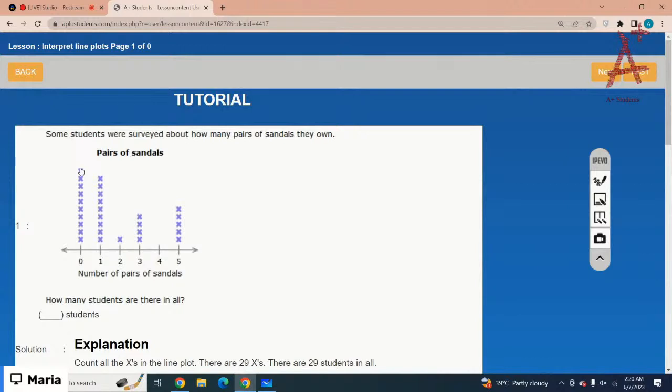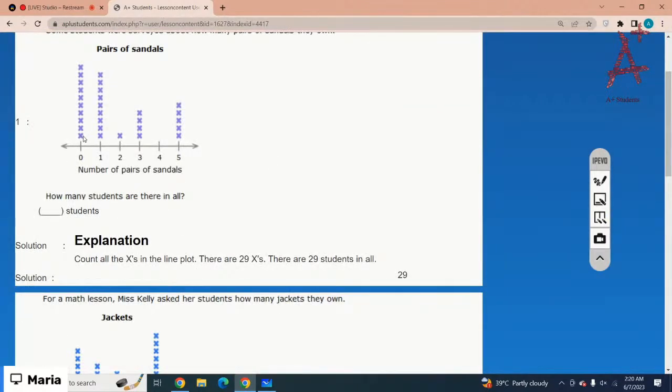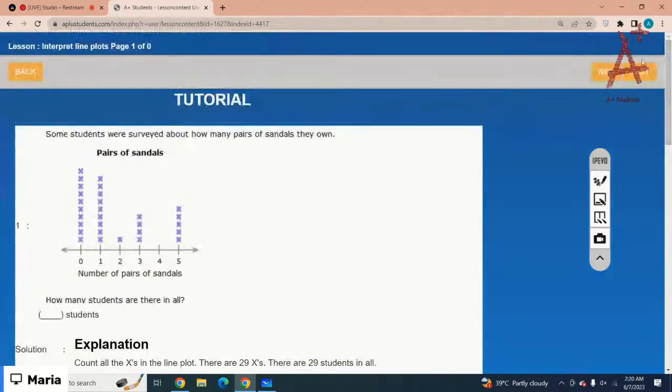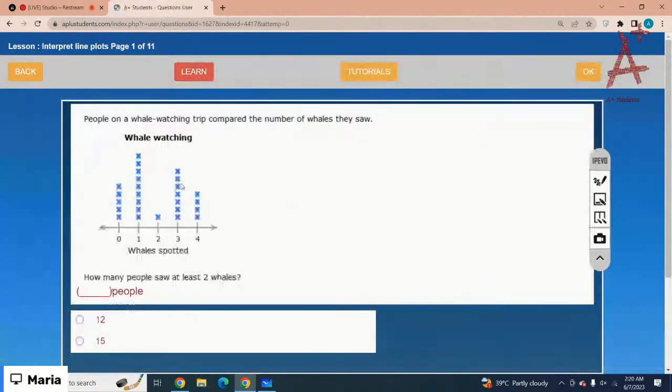Okay, so you have to calculate by pairs of sandals. So here you have to count the x's in the line plot. You have to calculate all the x's. It would be 29. Got it? That means the total students are 29. Let's start with the test questions.